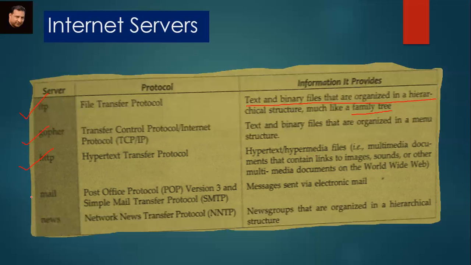Mail. Mail is also a server, like Post Office Protocol (POP) version 3 and Simple Mail Transfer Protocol (SMTP). These provide information about messages sent via electronic mail or simply email. The last server is a news server. It uses NNTP protocol or Network News Transfer Protocol. It provides information about news groups that are organized in hierarchical structure.